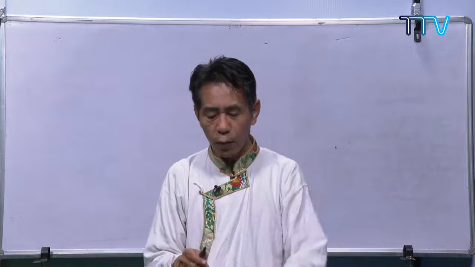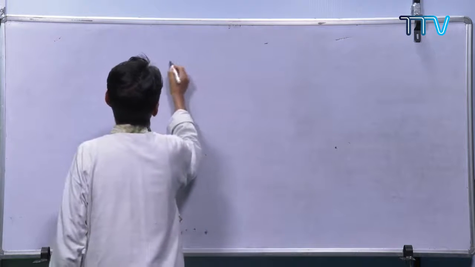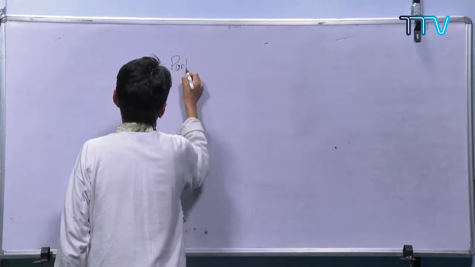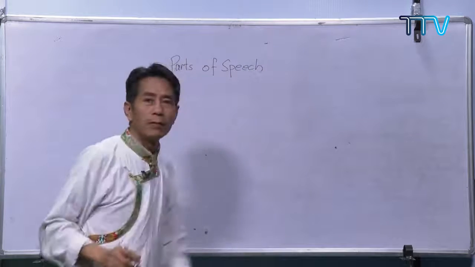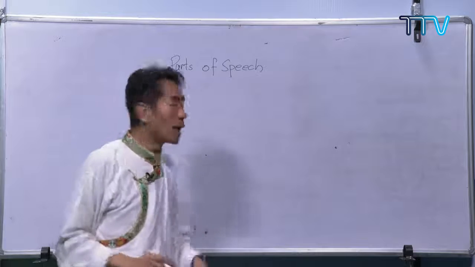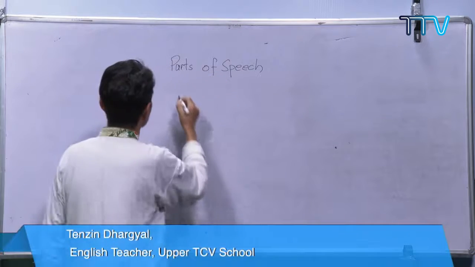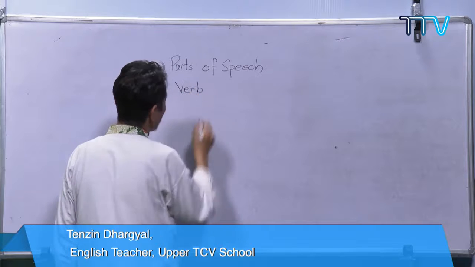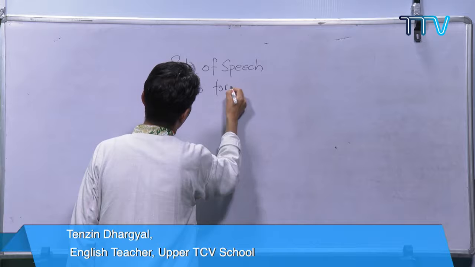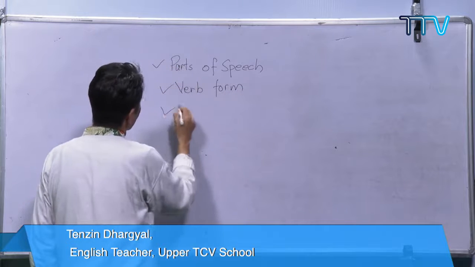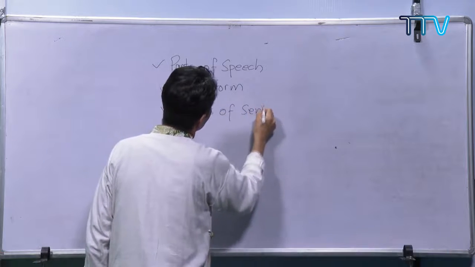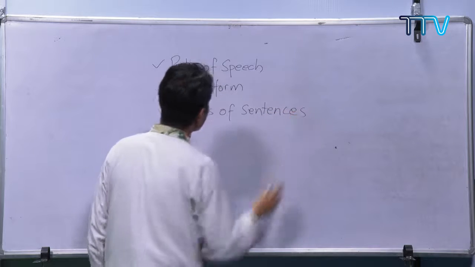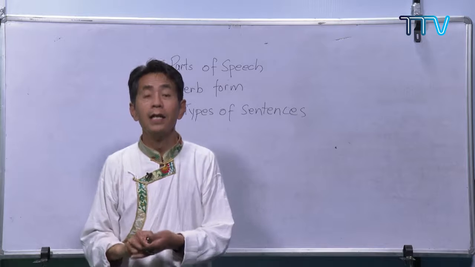Okay, now before I move on to my session, let us do one more recapitulation. The first one we have done, the recapitulation of the parts of speech, and out of the 8 parts of speech, we have also done one of the most important parts of speech, that is verb form. And then after that, we have also done the types of sentences. Okay, now these are the things that we have already done in the first session.